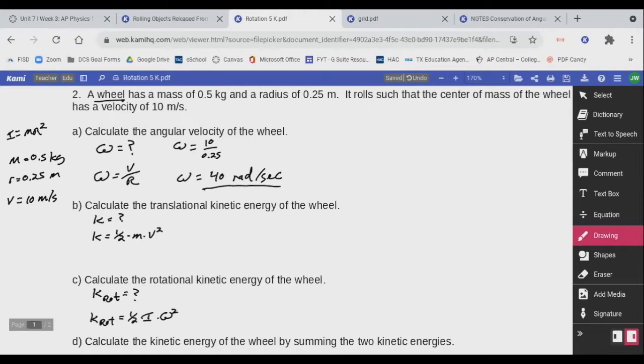2B, calculate the translational kinetic energy of the wheel. Translational kinetic energy is our linear kinetic energy. It's the 1/2 mv squared. So I've said K is equal to question mark. That's what I'm looking for. The formula I would use is 1/2 mv squared. So K is equal to 1/2 times the mass of 0.5 times the velocity 10 squared. Half times a half times 10 squared. When I calculated that, I got 25 joules.